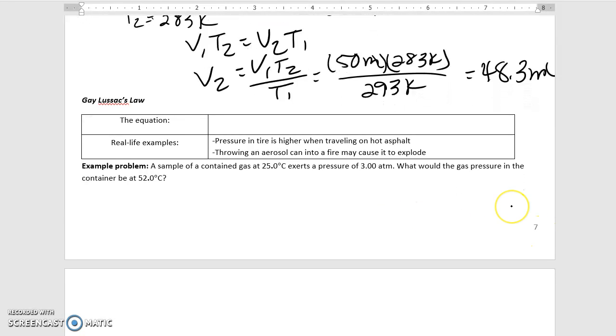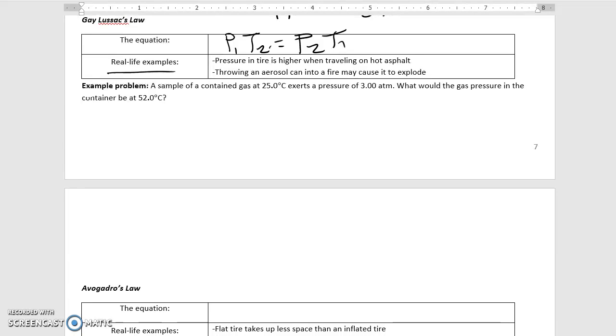All right, so Gay-Lussac's law. This one relates pressure and temperature. So we've got the first pressure times the second temperature equals the second pressure times the first temperature. And again, for all of these, I just have some real life examples that you can read for when these would come into play here. We're focusing on the problems though right now. So we've got a sample of gas contained at this temperature. So that's our T1, which needs to be Kelvin. So 25 plus 273 is 298 Kelvin. This is our first pressure. What would the gas pressure in the container be at this temperature? That's T2. So we've got 273 plus 52 is 325 Kelvin.